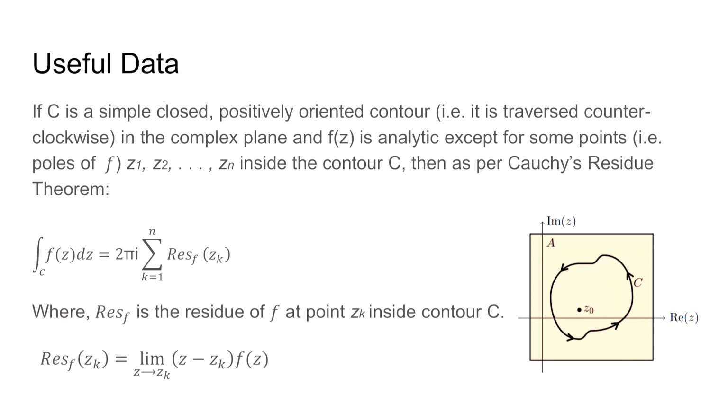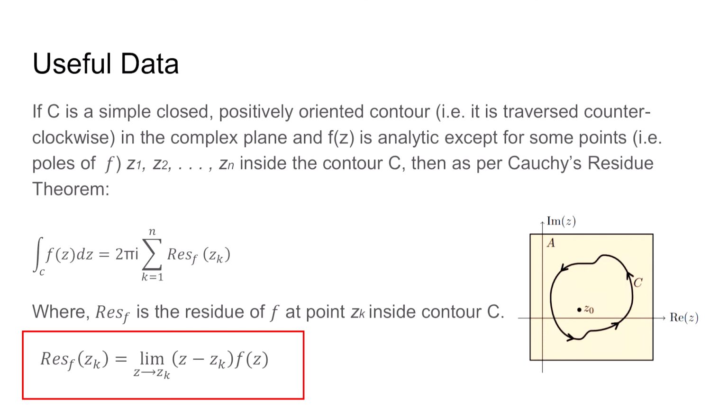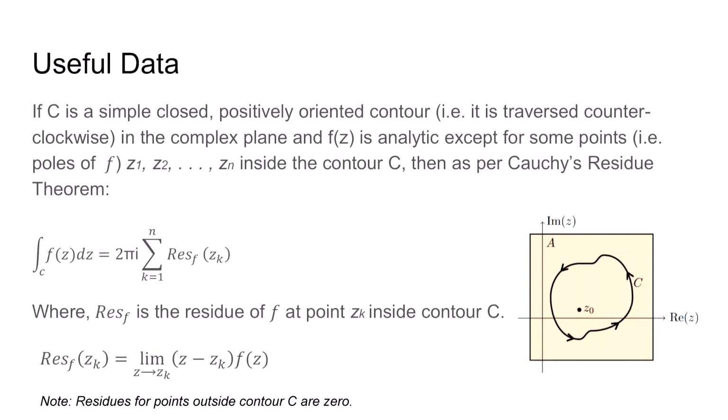The residue of the function f(z) calculated at a point zk inside the contour C is given by the limit z tending to zk of (z − zk) times f(z).